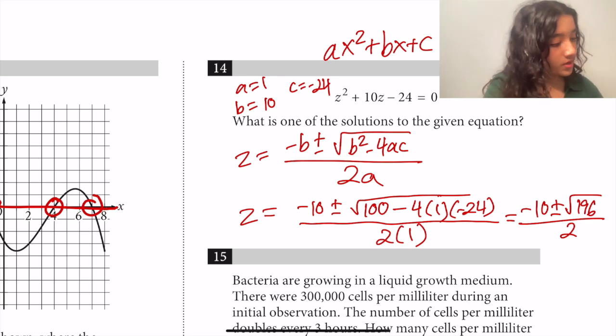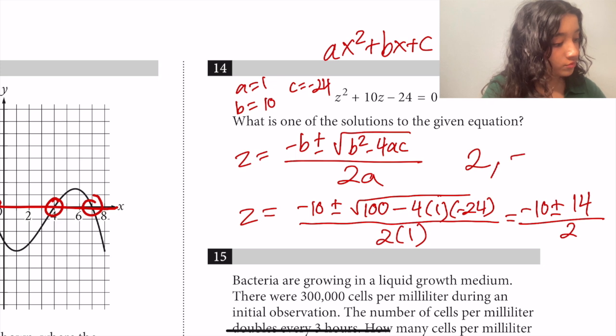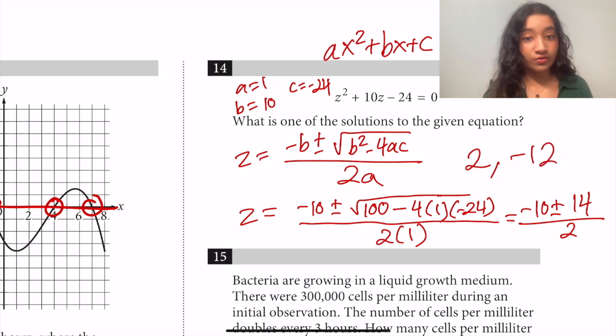So 196 is equal to 14 squared, so we can just replace that with 14. So negative 10 plus 14, that would be 4, divided by 2 is 2. And then negative 10 minus 14, that's negative 24, divided by 2, and that's negative 12. So you can write either of those solutions because it's only asking for one.